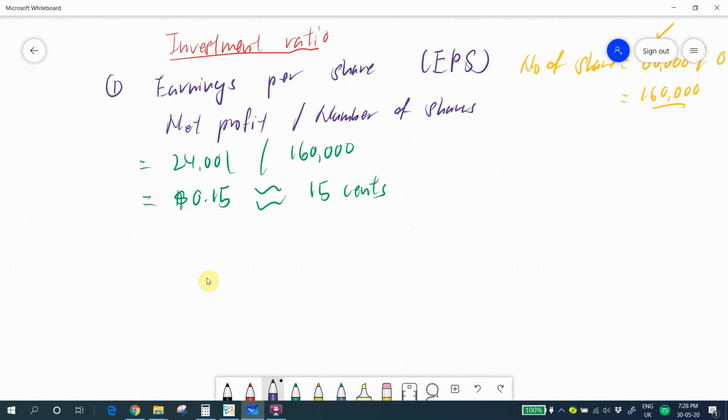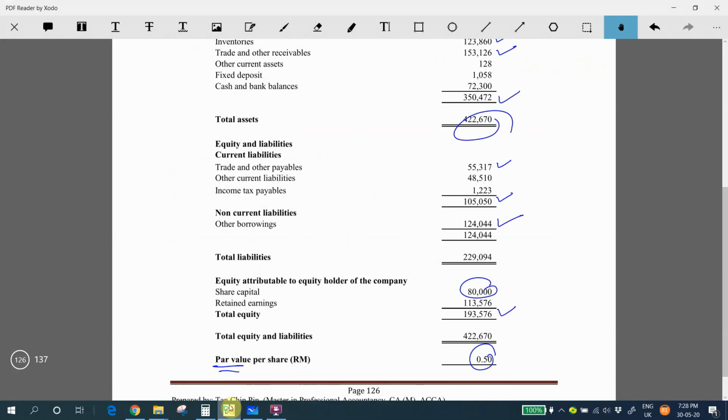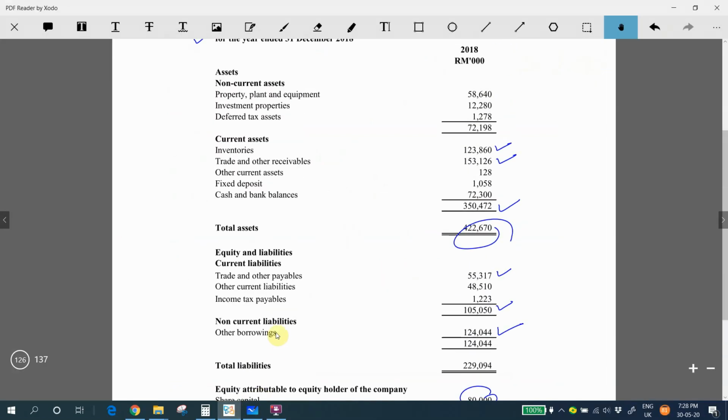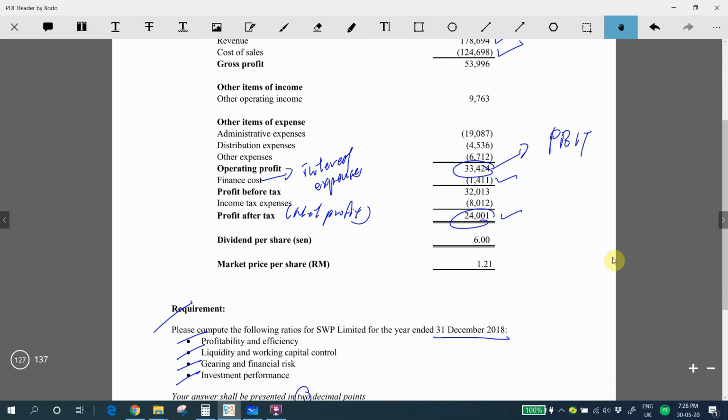The next will be the PE ratio, price earnings ratio. In short form, we call it PE. For the PE formula, we use market share price divided by earnings per share. So for this company, do we have the information of market share price? Yes, it says that the market share price is 1.21 ringgit.